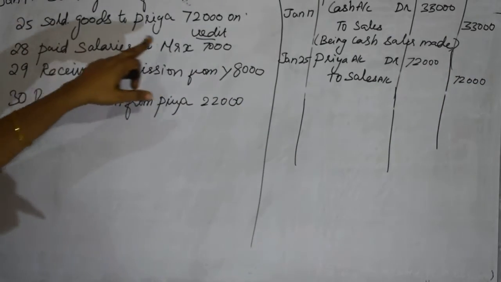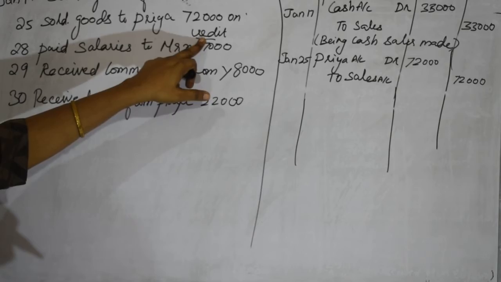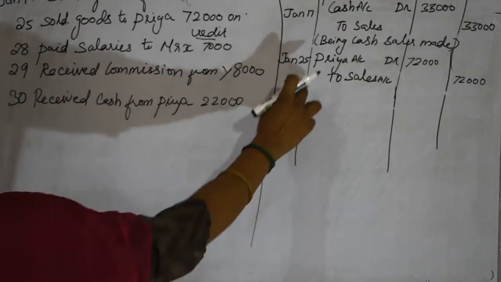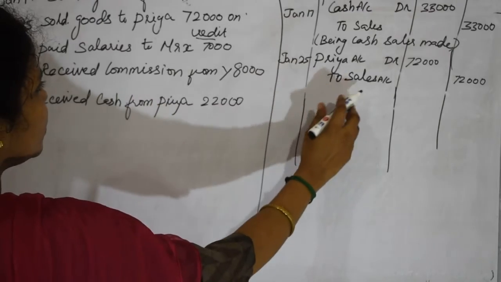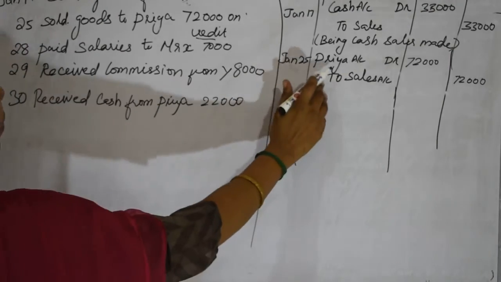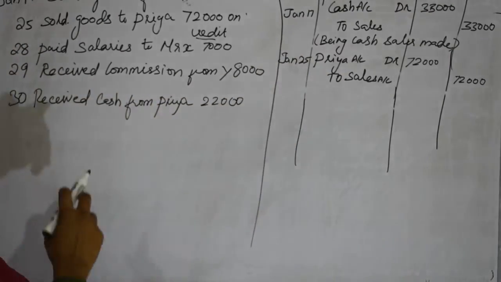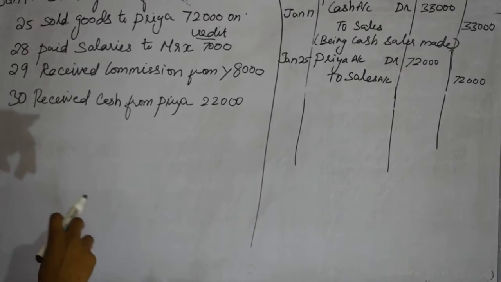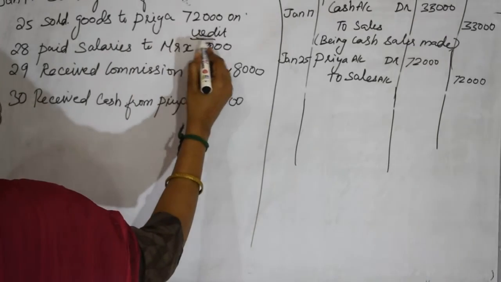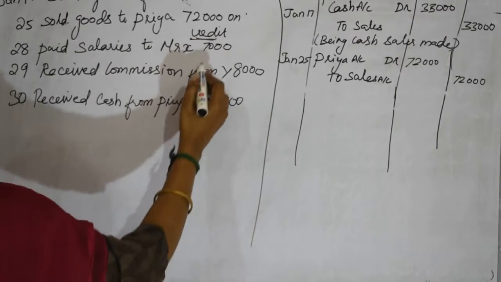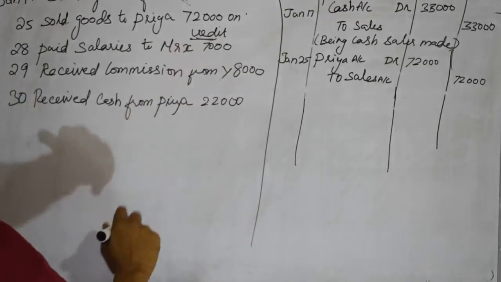In this case, when we are doing the credit entry, we have to write the name of the person. Instead of cash, we are writing the name of the person. So sold goods to Priya means we are selling the goods on credit. If it is mentioned credit, we have to write the name of the person.